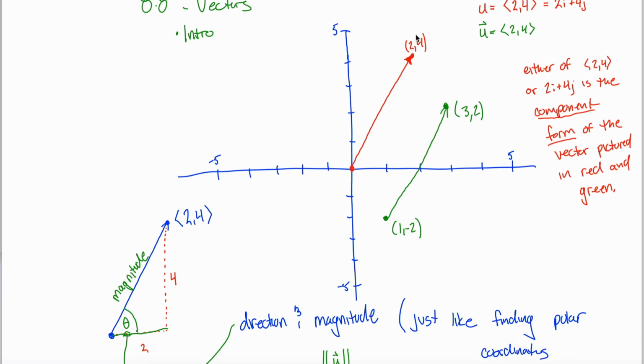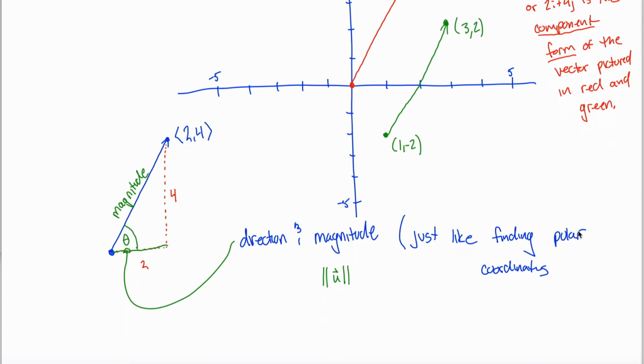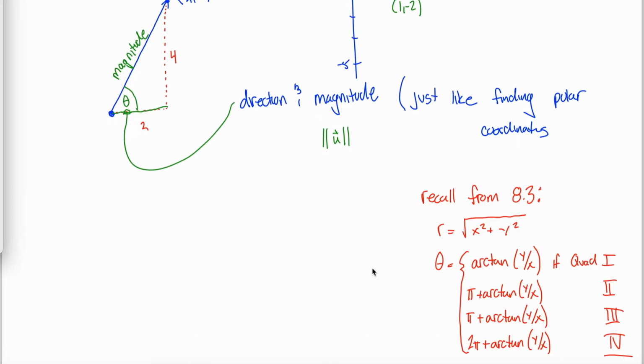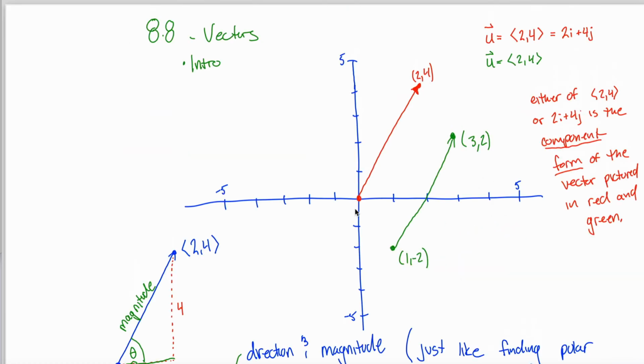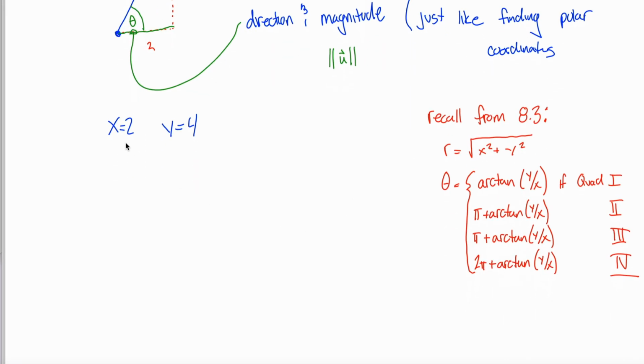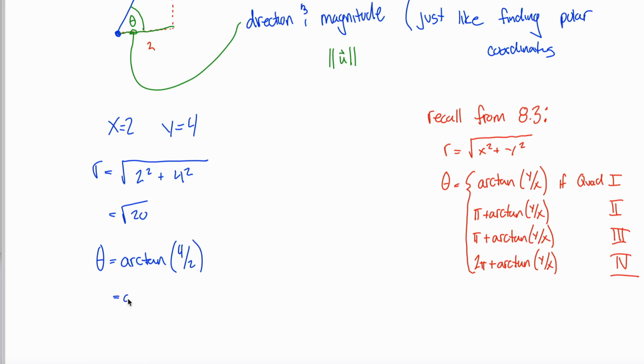If we think of the rectangular point 2, 4 and convert those to polar coordinates, maybe you recall that back in 8.3 we learned how to do exactly that with these formulas here. Then for this terminal point 2, 4, x is equal to 2, y is equal to 4. So r in our polar coordinates would be the square root of 2 squared plus 4 squared. In other words, the square root of 20. And theta would be the arctangent of y over x, so 4 over 2. In other words, the arctangent of 2.